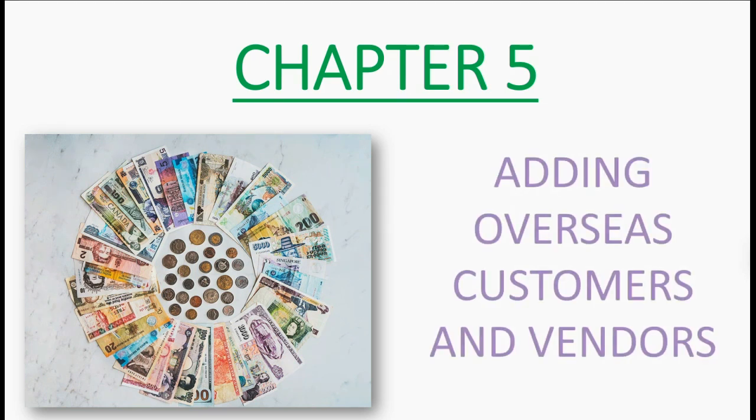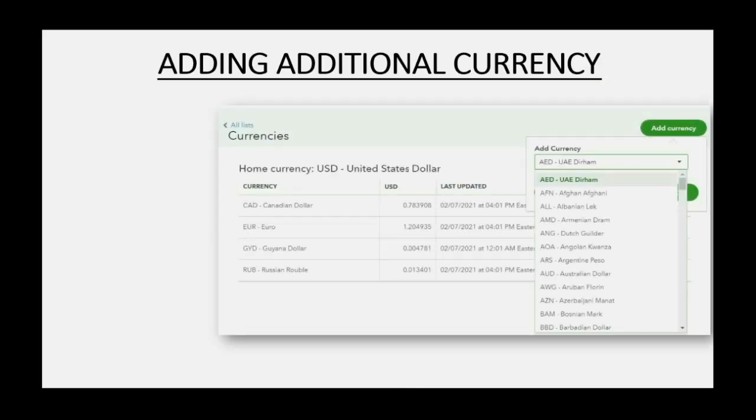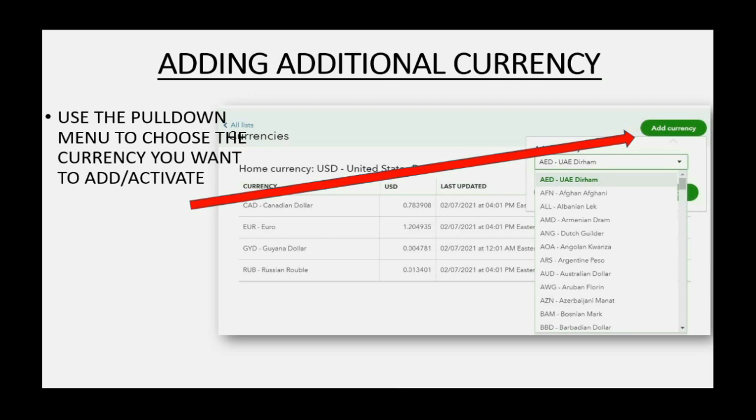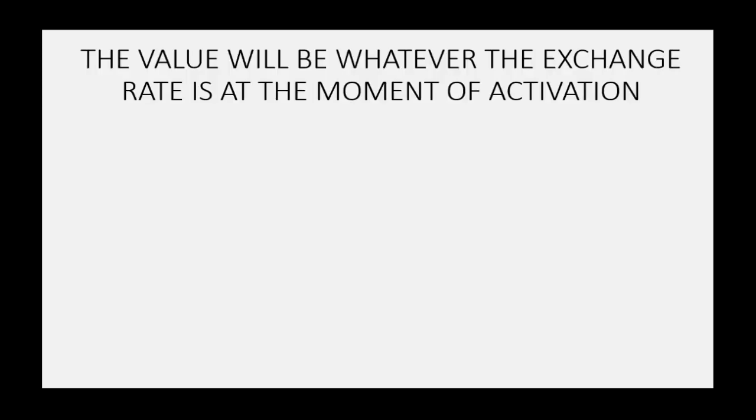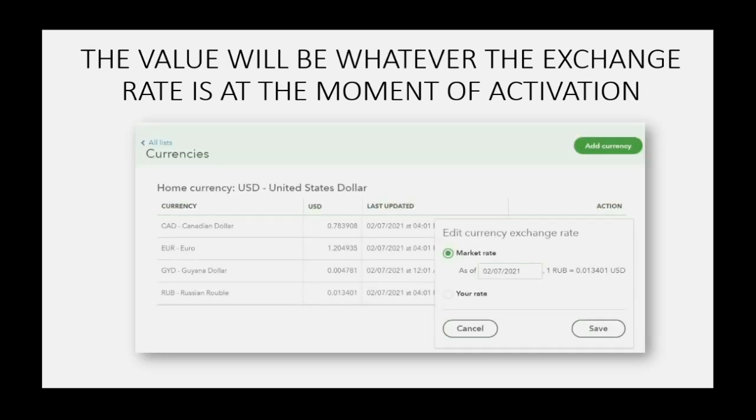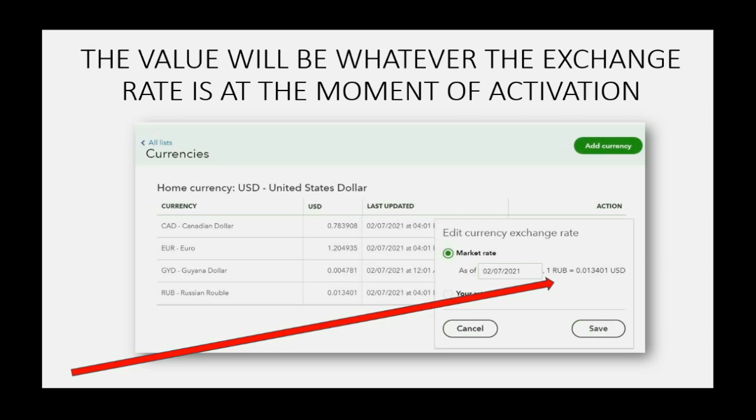Chapter 5. Adding overseas customers and vendors. You can add an additional currency from the currency list by clicking the pull-down menu choice and scrolling to the specific currency that you would like to add to the list. The value will be whatever the exchange rate is at the moment of activation.